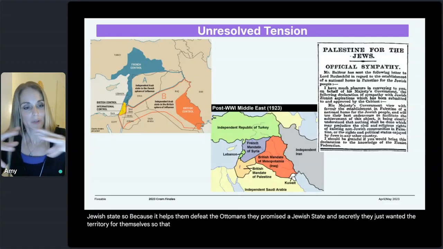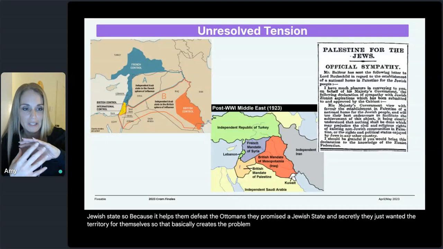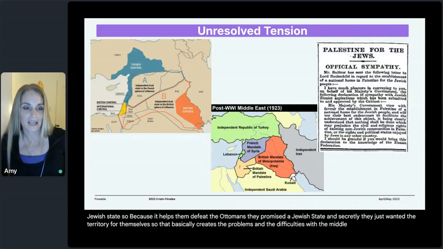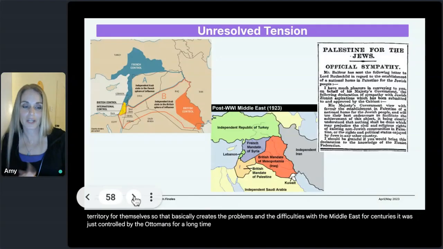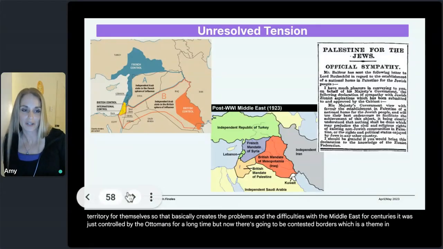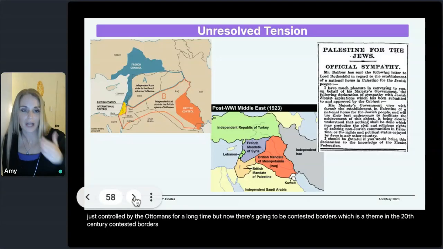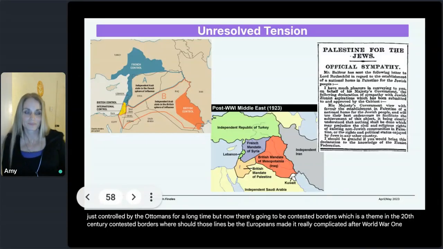So that basically creates the problems and the difficulties with the Middle East. For centuries, it was controlled by the Ottomans for a long time. But now there's going to be contested borders, which is a theme in the 20th century. Where should those lines be? The Europeans made it really complicated after World War I.